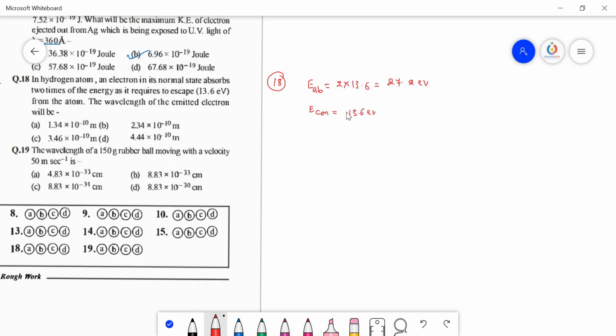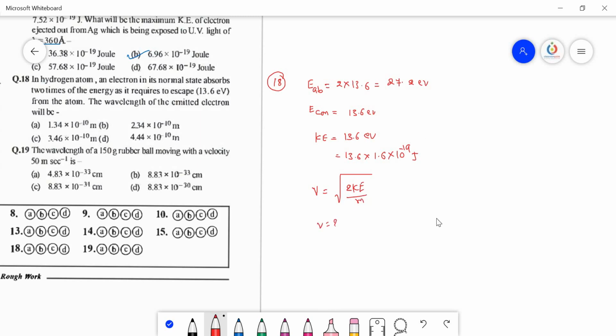Absorbed this much, consumed this much, and the difference of energy is always equals to kinetic energy. So that is equals to 13.6 electron volt, because the difference is 13.6 only. 27.2 minus 13.6, you get 13.6. You just convert this value into joules, that is multiply with 1.6 into 10 power minus 19 joules. So just find out the velocity, that is equals to root 2 KE by m, means half mv square is equals to kinetic energy. You can use this formula and find out the velocity.